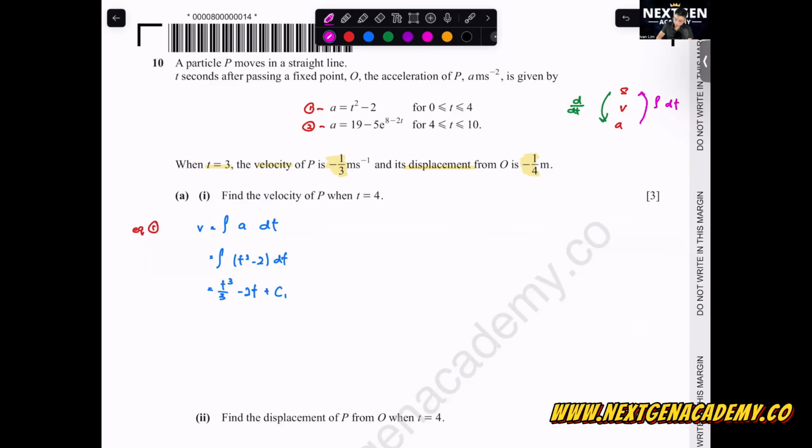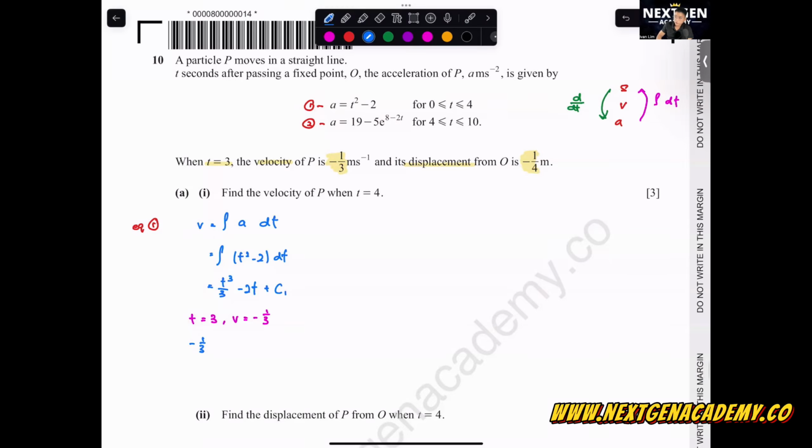We're going to substitute now. We have t equals 3, and v is equal to negative 1 over 3. We're going to find the c value. So negative 1 over 3 equals 3 cubed over 3 minus 2 times 3 plus c1. Here we get 9 minus 6 plus c1. Rearrange it, we get c1 equals negative 10 over 3. So the v value will be t cubed over 3 minus 2t minus 10 over 3.